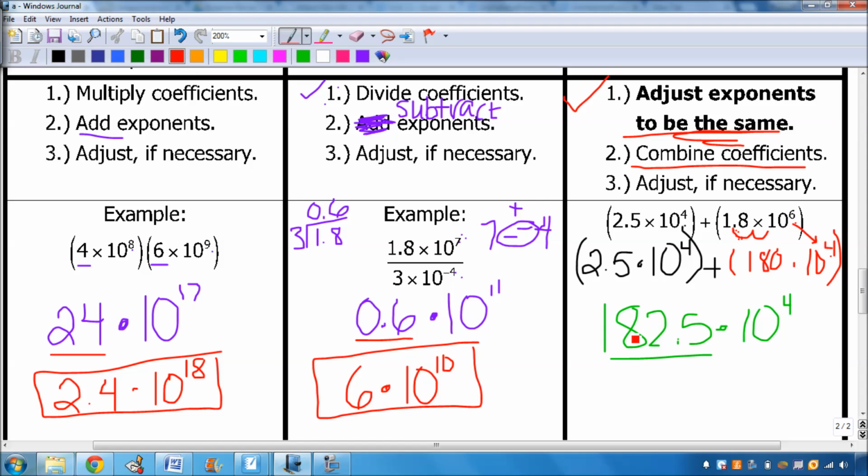So this is going to get 10 to the 2nd power times smaller. So I move this over 2 times, which means that I have to adjust by making my exponent 2 larger. So this is my answer right here.